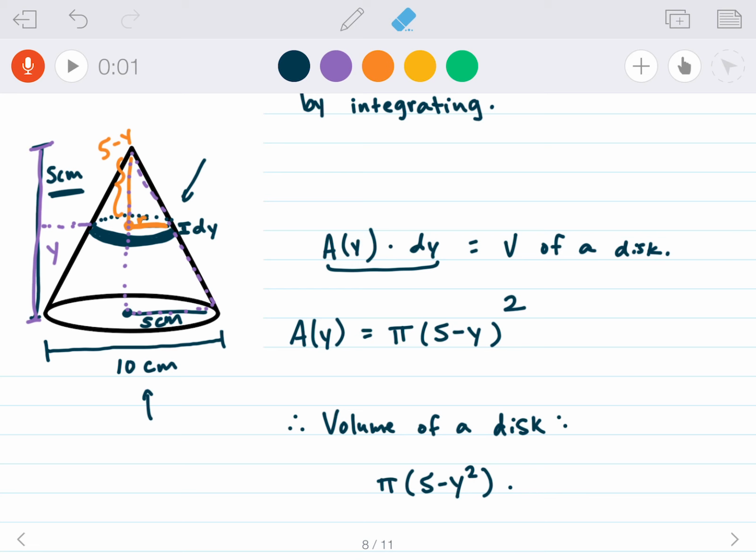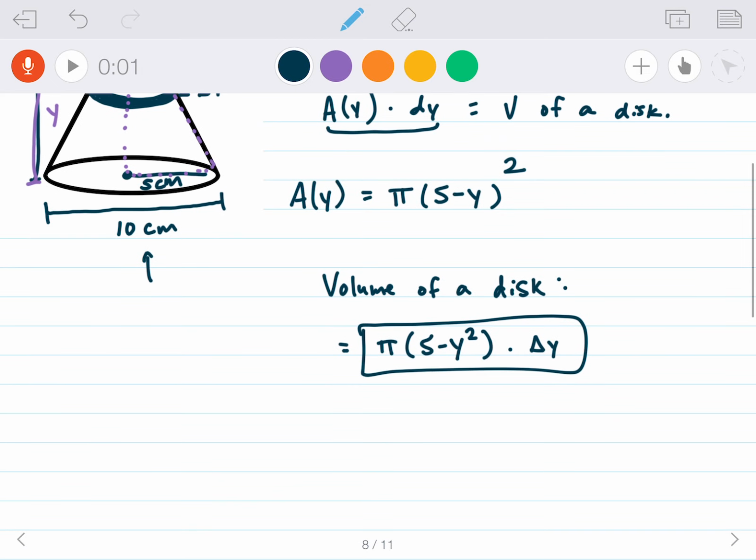Actually, let's wait to put this in the integral. Let's say this guy is delta y, so this is going to be times delta y. So that's the volume of our disk. Now when we put it in the integral, we're going to change that to dy.